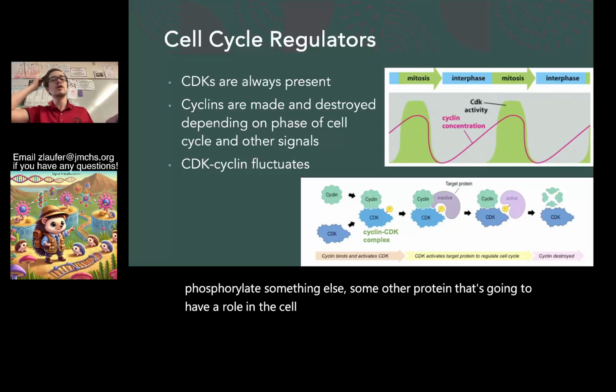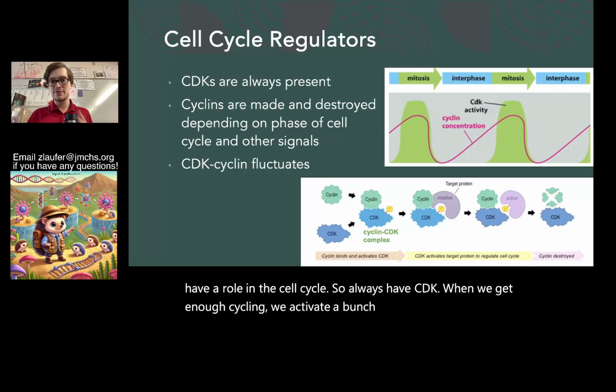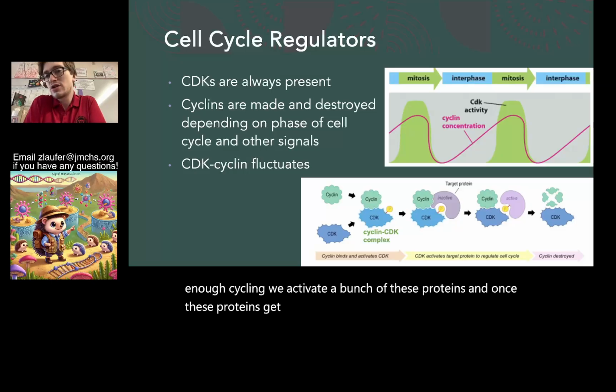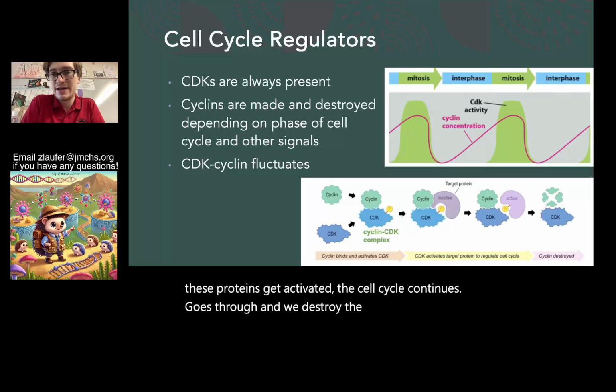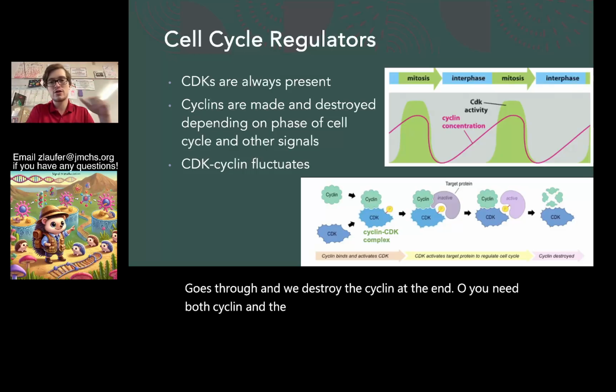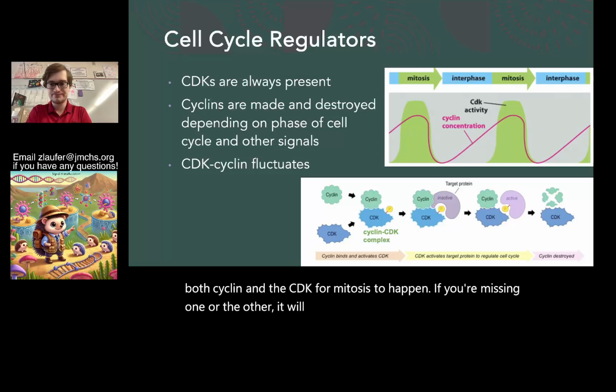So always have CDK. When we get enough cyclin, we activate a bunch of these proteins, and once these proteins get activated, the cell cycle continues, goes through, and we destroy the cyclin at the end. So you need both cyclin and the CDK for mitosis to happen. If you're missing one or the other, it will not occur.